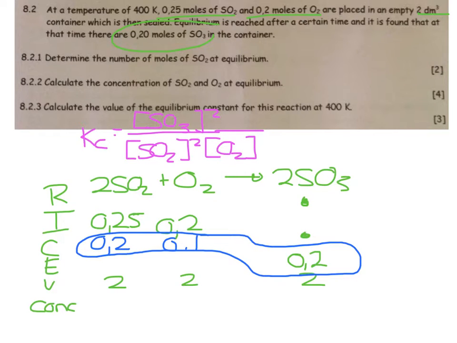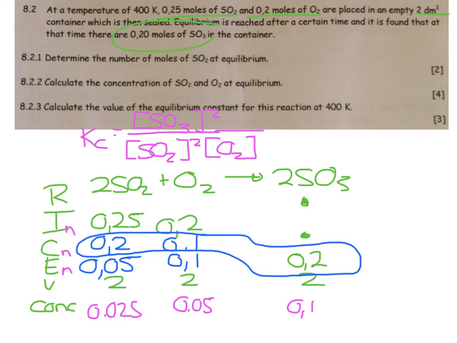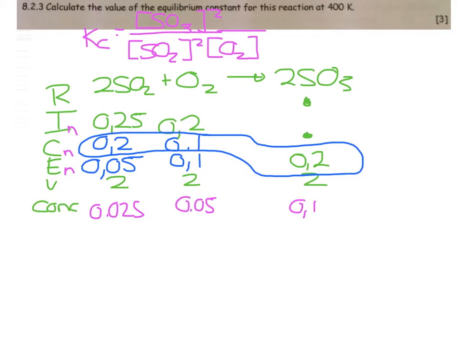So I started with 0,25. I used 0,2. I'm left with 0,05. Over here, I started with 0,2. I used 0,1. I'm left with 0,1. Now I've got to work out all these concentrations. I simply take number of moles, because remember, this is number of moles, this is number of moles, this is number of moles. I take the number of moles and divide it by the volume, 0,025, 0,05, 0,1.